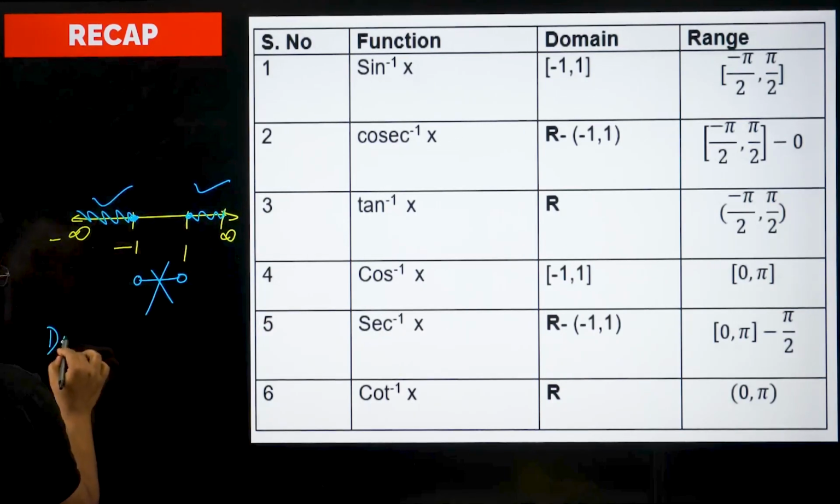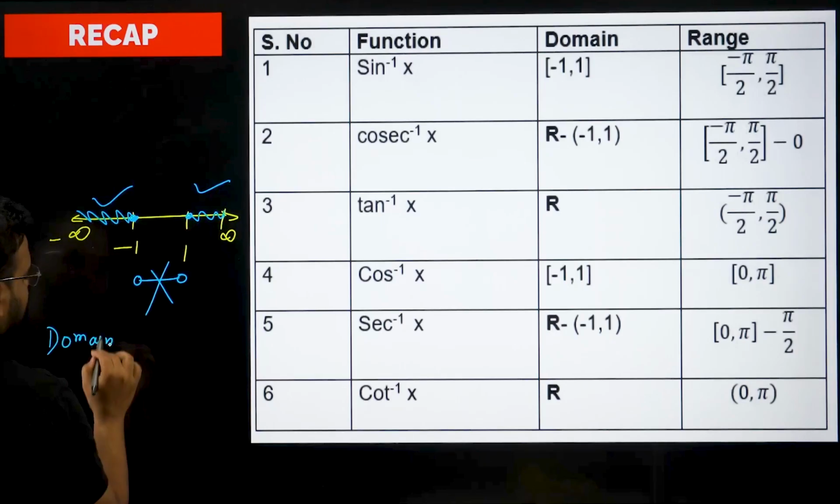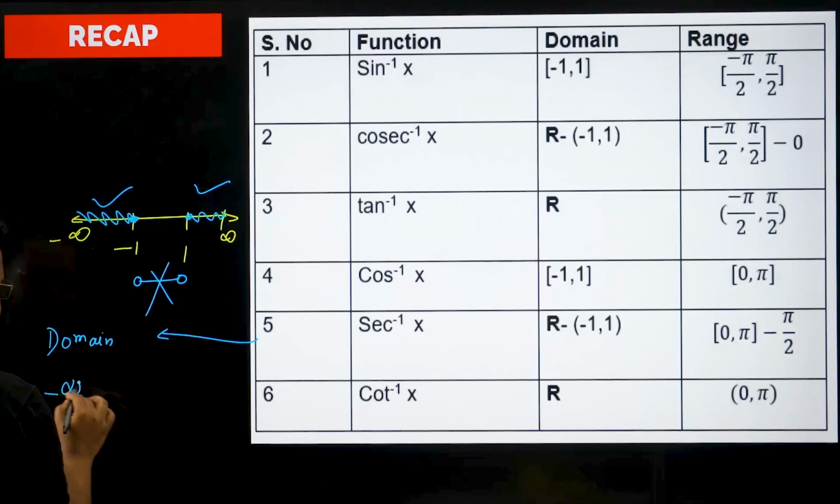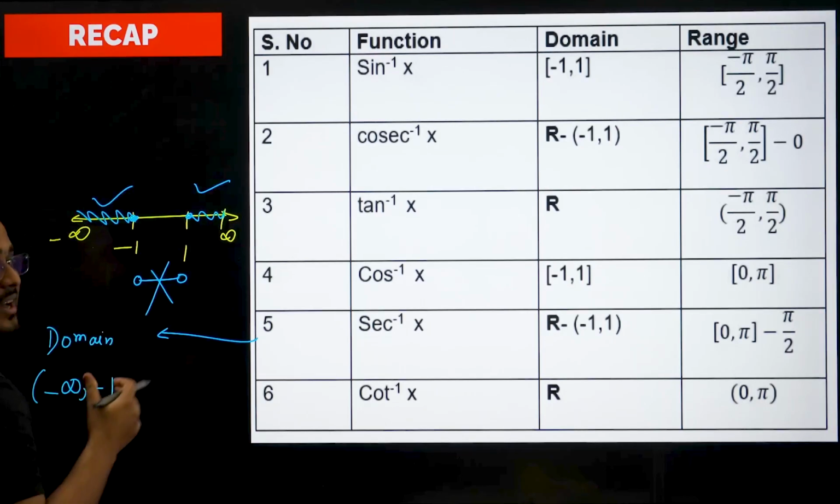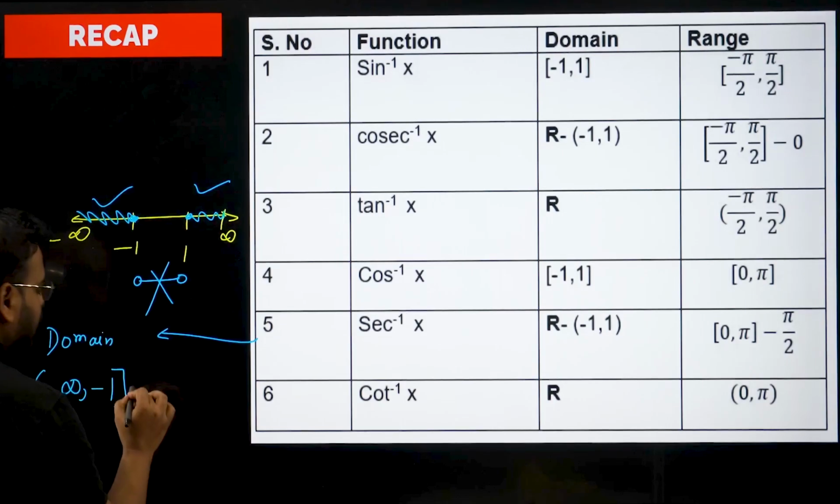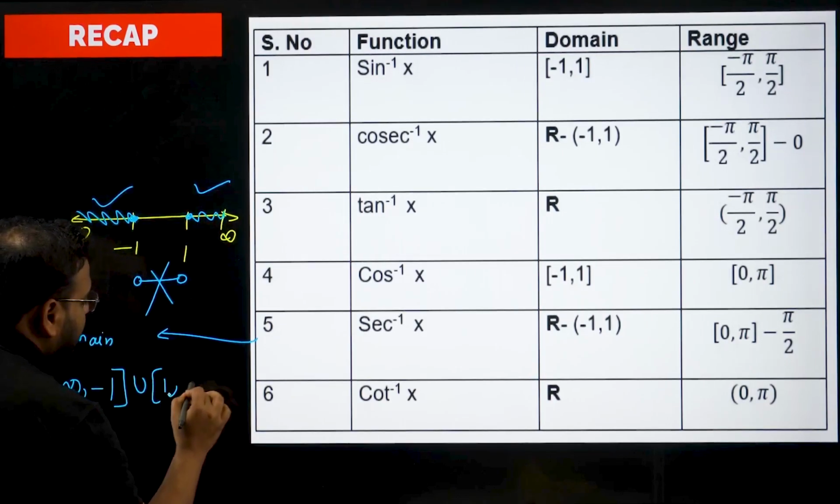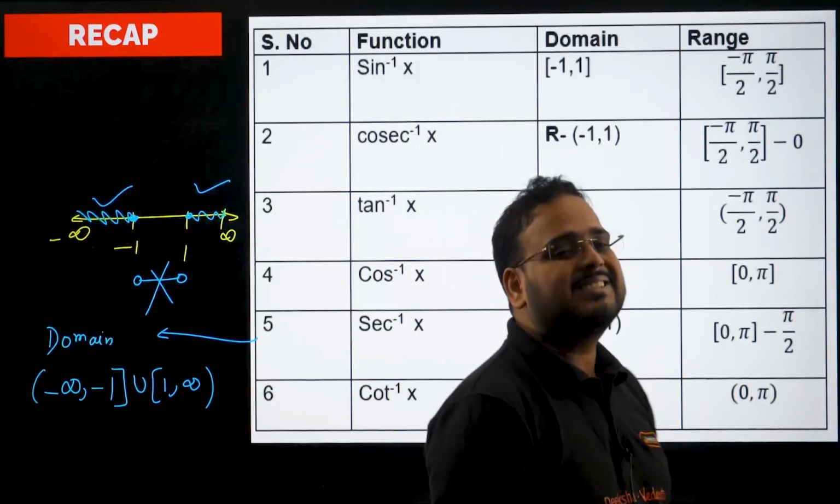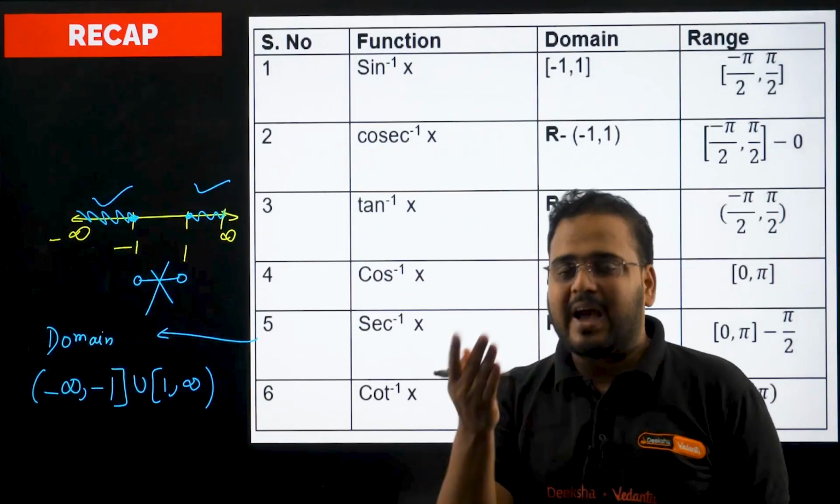So your domain for the second inverse is given by negative infinity to minus 1. Here open, of course, because of the infinity we always have it open. Here it's closed, union from 1 to infinity, again infinity will be open. This is the domain of your second inverse, and the range is 0 to pi except for pi by 2.